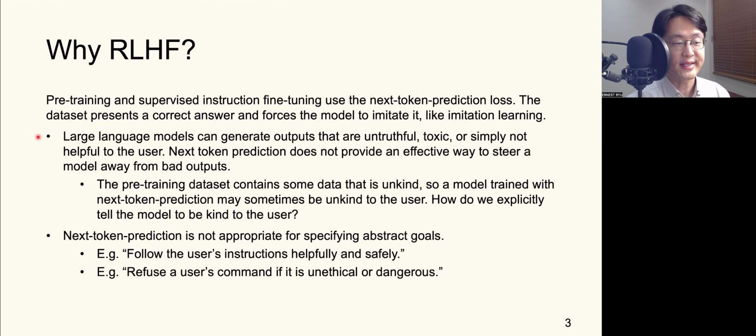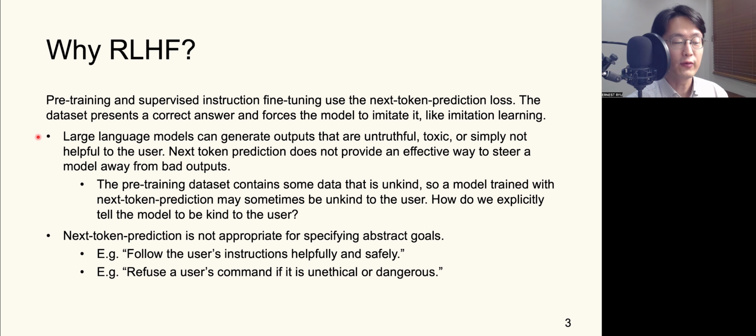Again, the pre-training dataset contains a volume of, let's say, unkind data, and the model is trained via imitation learning, via next token prediction on this kind of dataset. So the language model has the capability of being unkind to the user. So is there a way for us to explicitly tell the model to be kind to the user? Well, the problem with next token prediction, the problem with imitation learning, is that it is not appropriate for specifying these kind of abstract goals.